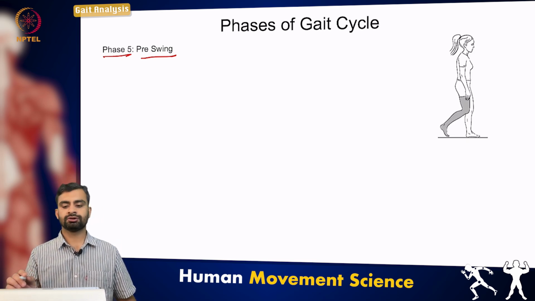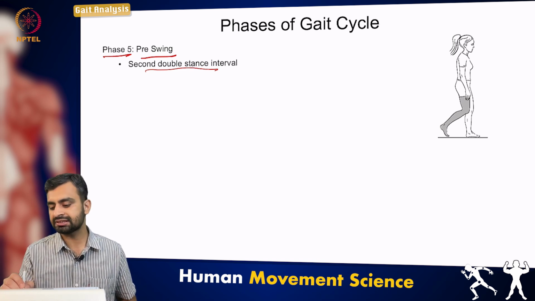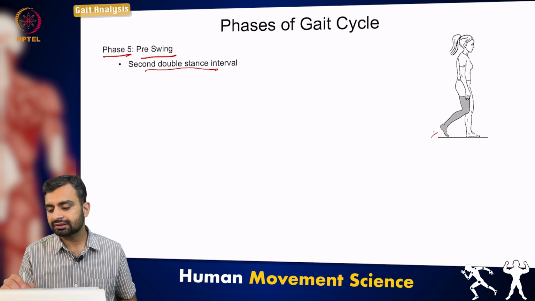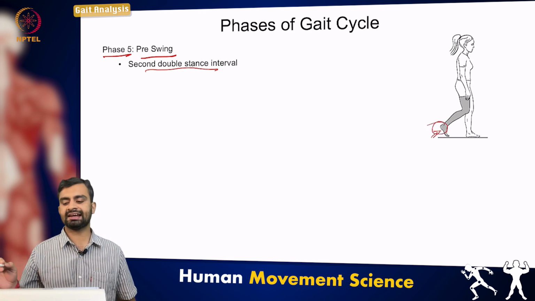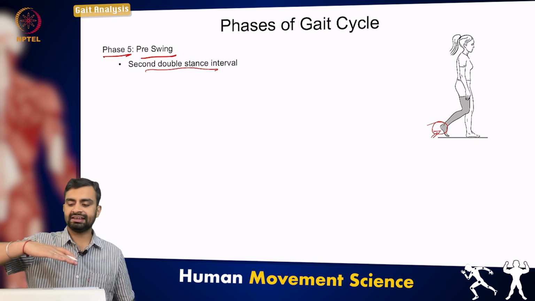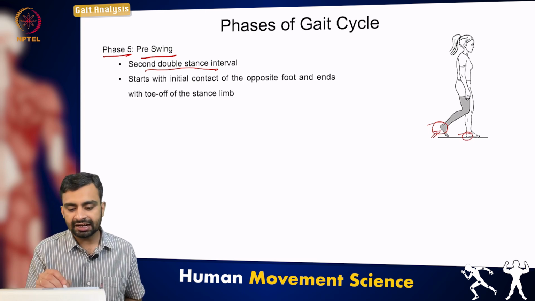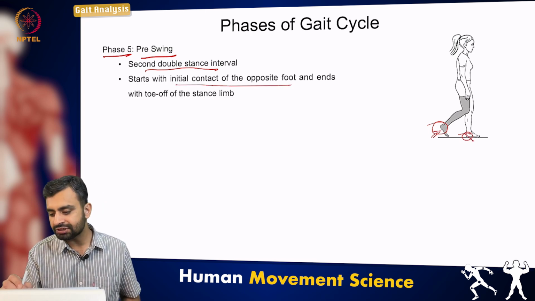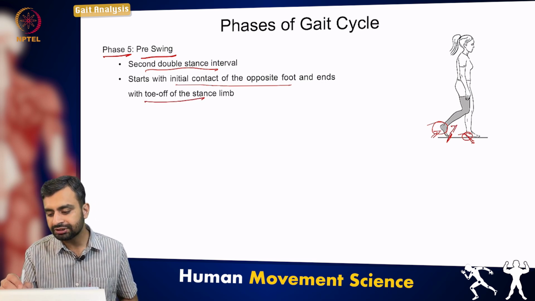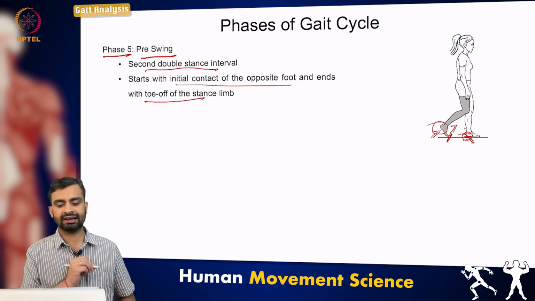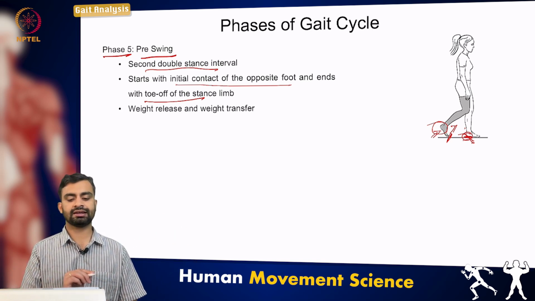So in pre-swing, what happens? Our second double stance interval starts, because in the previous phase, the stance leg starts with the lifting of the heel and then the contact of the contralateral foot. It starts with the initial contact of the opposite foot and ends with the toe off. So once this foot moves into the air and this foot contacts the ground or floor, this is the pre-swing phase of the gait cycle.